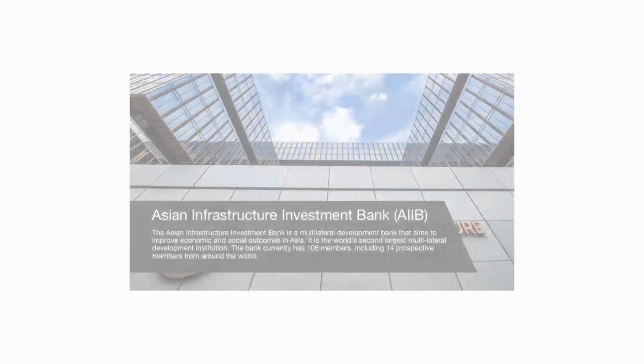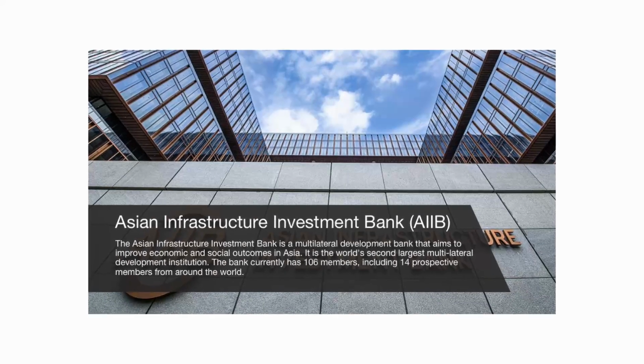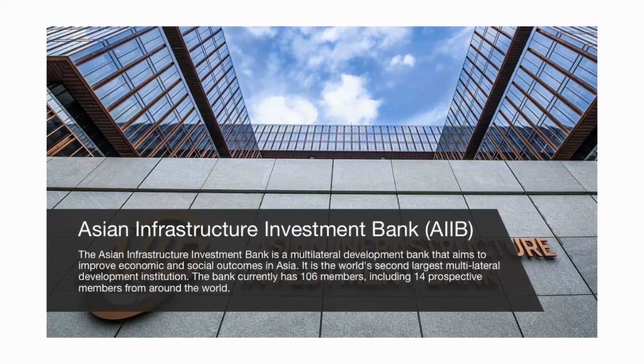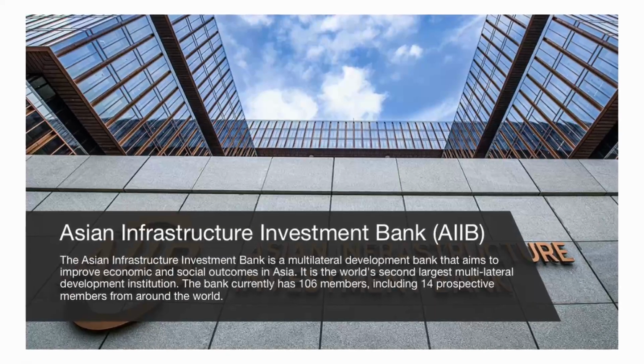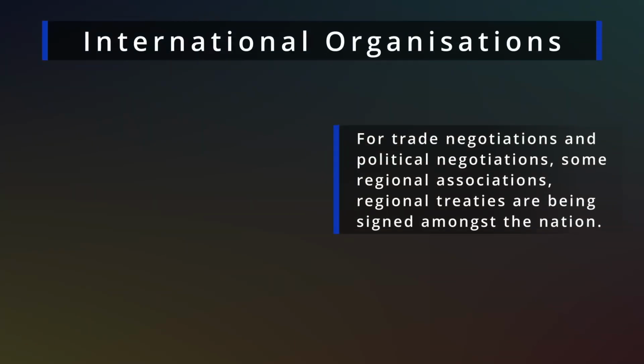Now, when naming these organizations, let me also tell you that earlier the World Bank and the IMF were the major institutional framework for issues relating to finance and banking. In 1944 those institutions were created, but today the Asian Infrastructure Investment Bank, which was created in 2016, exists because when we found that those organizations were not so effective, the need was felt for regional level financing institutions. So today, this Asian Infrastructure Investment Bank is becoming more and more effective. Likewise, for several trade negotiations and political level negotiations, some regional associations and regional treaties are being signed amongst nations.